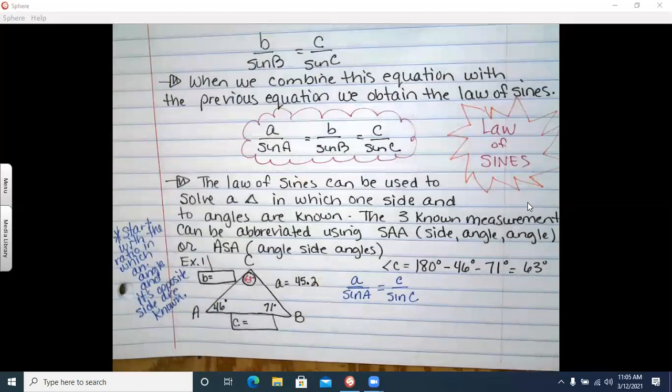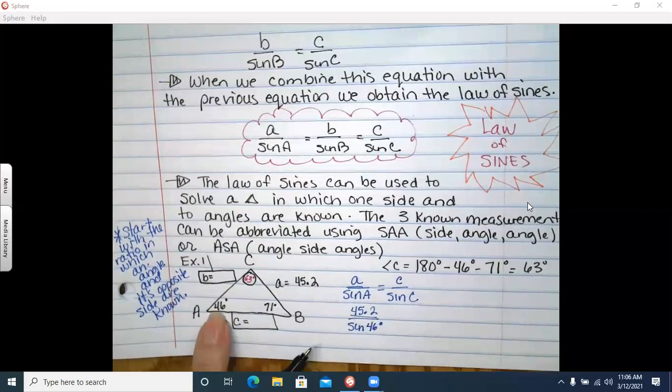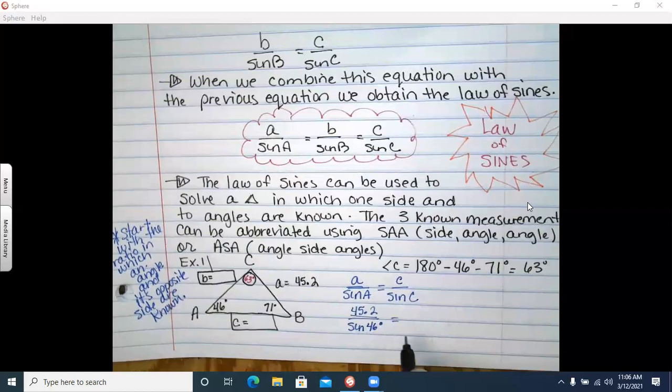So I know all of these parts except for side C, correct? Okay, so A is referring to the leg, so that's 45.2 over the sine of 46 degrees, because that's angle A, equals, I don't know side C, so I'm just going to put a c there, over the sine of C, so that's the sine of 63 degrees.